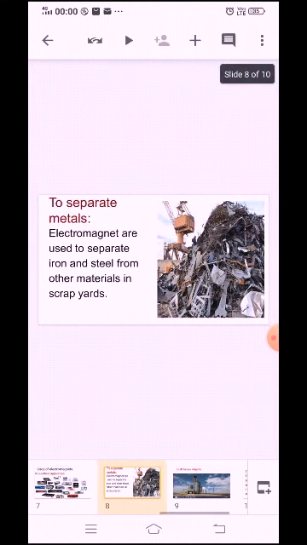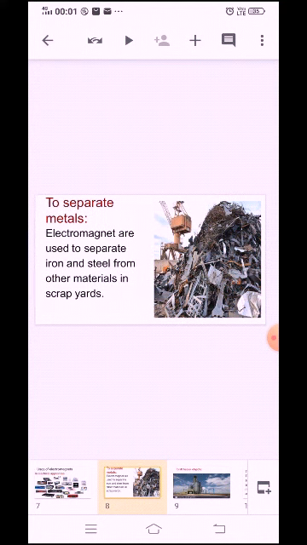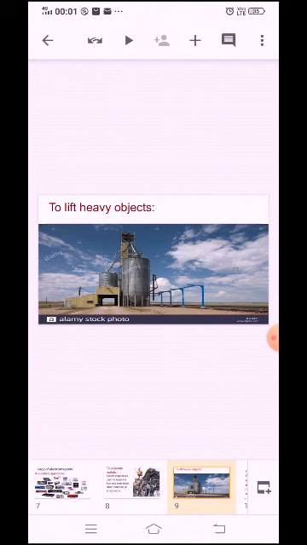Second one, to separate metals. Electromagnets are used to separate iron and steel from other materials in scrap yards. This helps us to separate reusable metal from other solid waste materials. Third one, to lift heavy objects. Electromagnets are used in cranes that are used to lift and carry heavy steel and cast iron articles in factories.